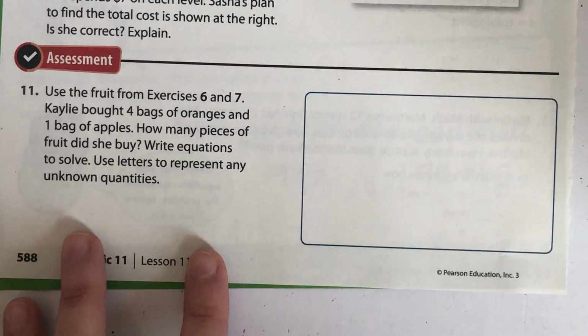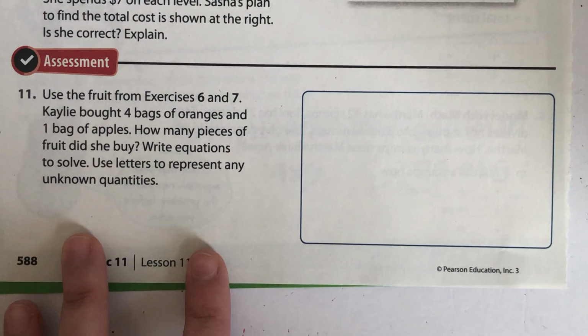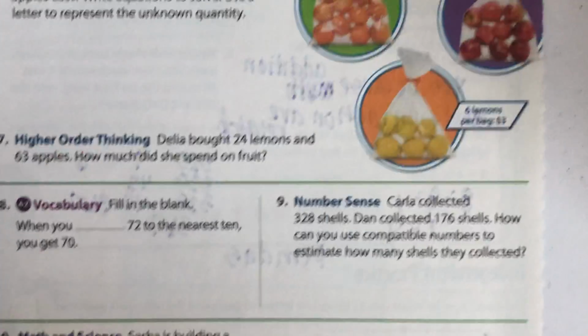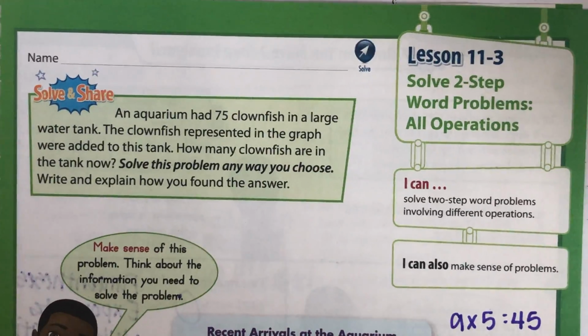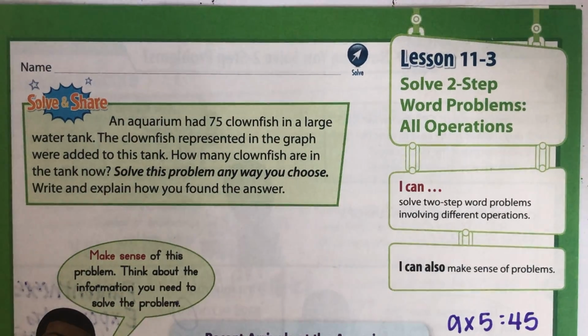Use the fruit from exercises 6 and 7. Kaylee bought 4 bags of oranges and 1 bag of apples. How many pieces of fruit did she buy? Write equations to solve and use letters to represent any unknown quantities. Once again, this is lesson 11.3, solve two-step word problems, all operations.